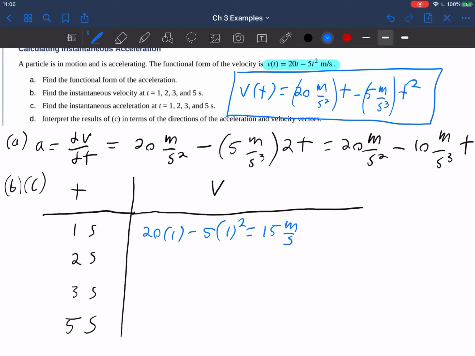Okay. At time equals 2 seconds, I have 20 times 2 minus 5 times 2 squared. All right, so I have 40 minus 20.